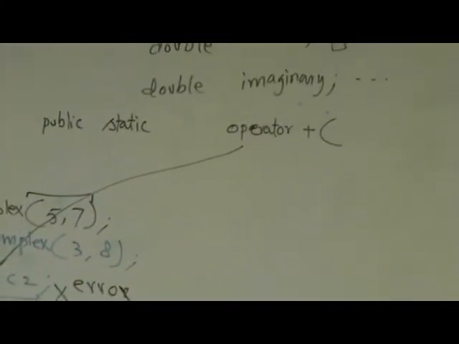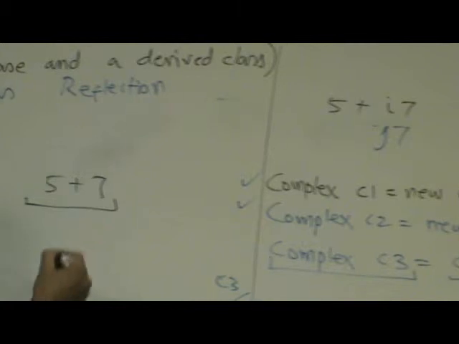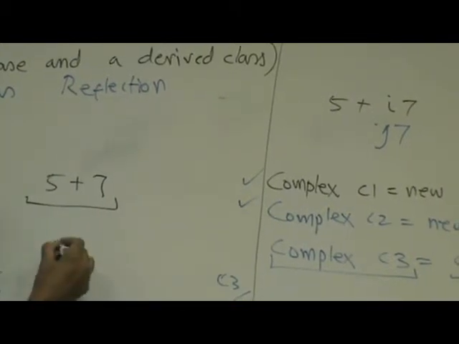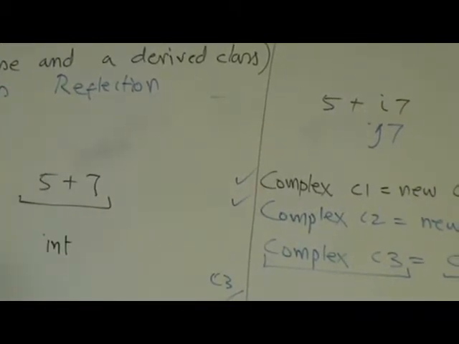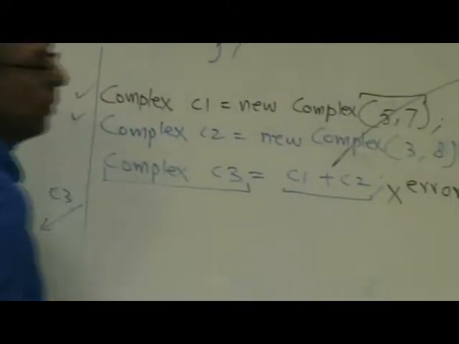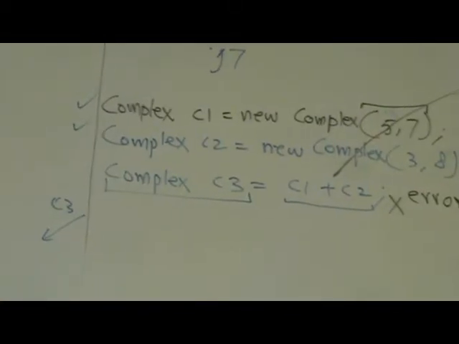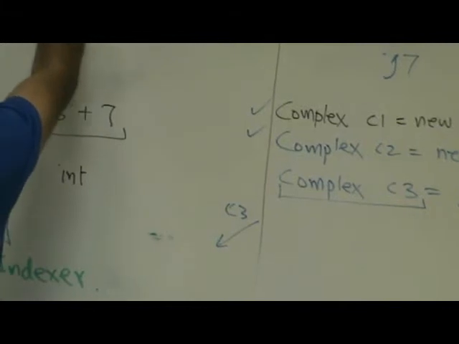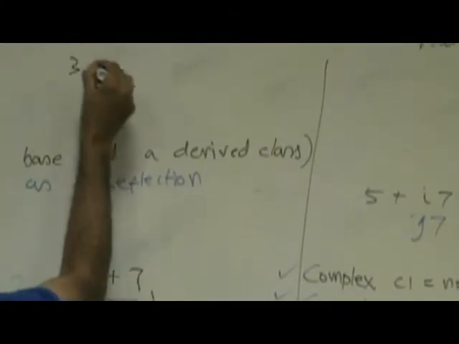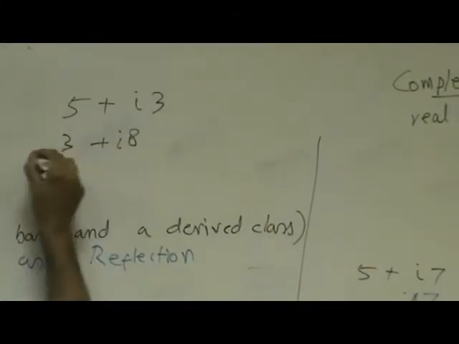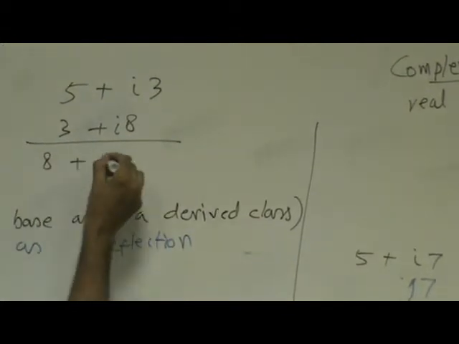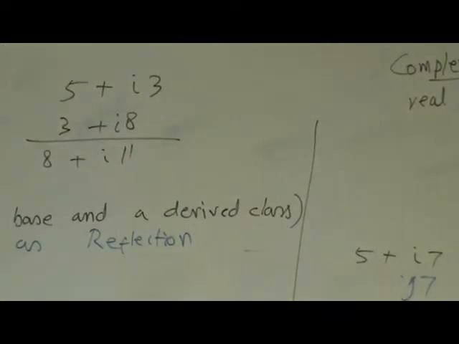Now when we add two complex numbers, what will be the reply? See, if we add two integers, what's the answer? What data type is the answer? Integer. It's still an integer, right? What if we add two complex numbers? The answer will be complex. So for example, if you did 5 plus I3, 3 plus I8, right? So it will be 8 plus I11 as an example, right?